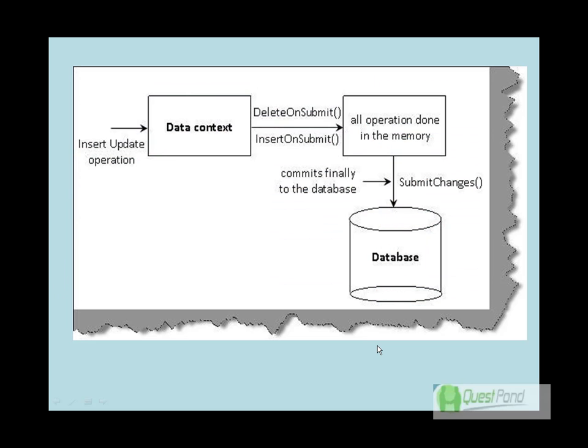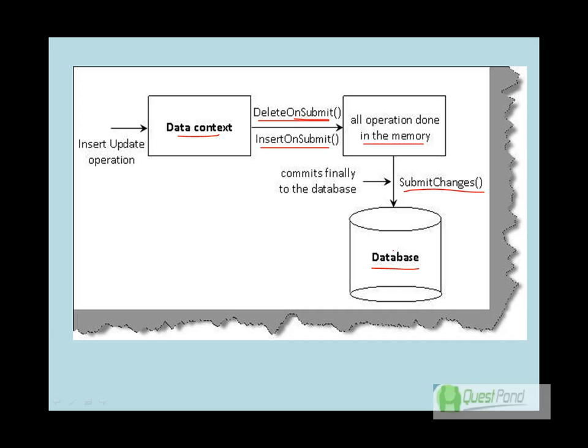LINQ commit happens in 2 phases. First, in memory inside the LINQ objects, and the second is on the actual physical SQL Server database. Now, in order to do in-memory commits in the LINQ objects, you can call the on-submit commands. For example, if you want to do a delete in memory, you can use the delete on submit method of the data context. If you want to add a new object, you can use the insert on submit method of the data context. And finally, when everything is done, you can call the submit changes method of the data context class to make a final commit.